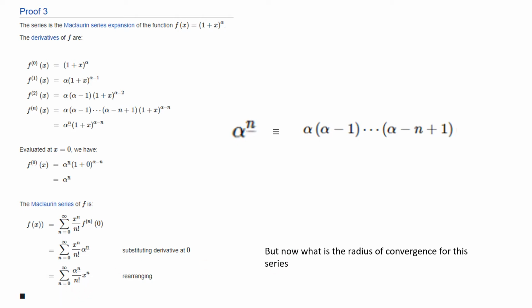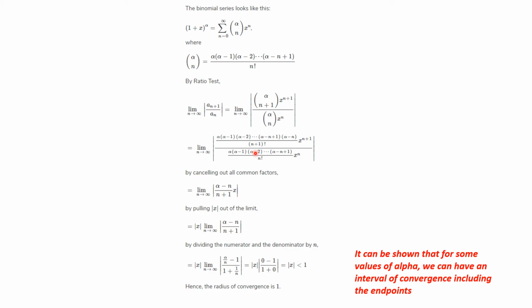But now we can say, what's the radius of convergence for this series? Well, our friend the ratio test comes to the rescue. We take the limit as n goes to infinity of this. Again, the x is included there. We write what all these things are, and many things will cancel, and you get this.